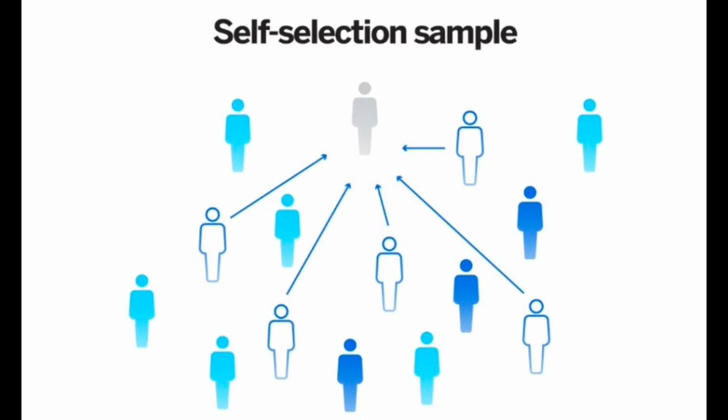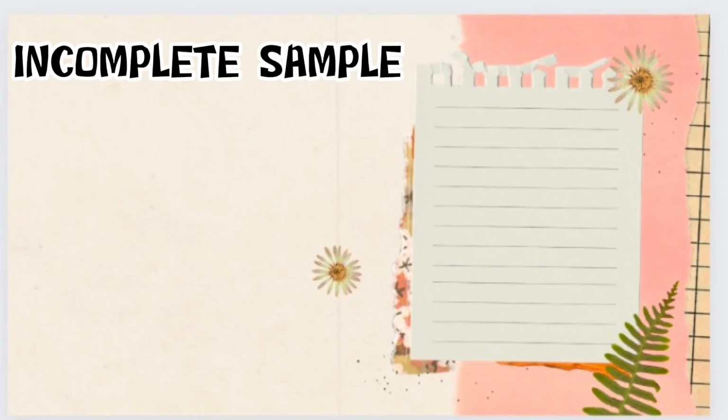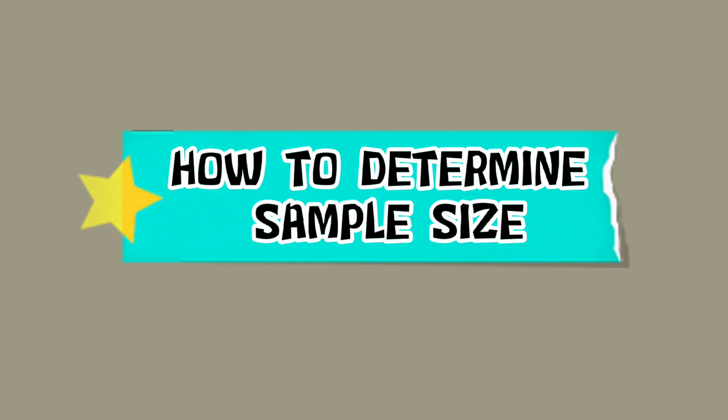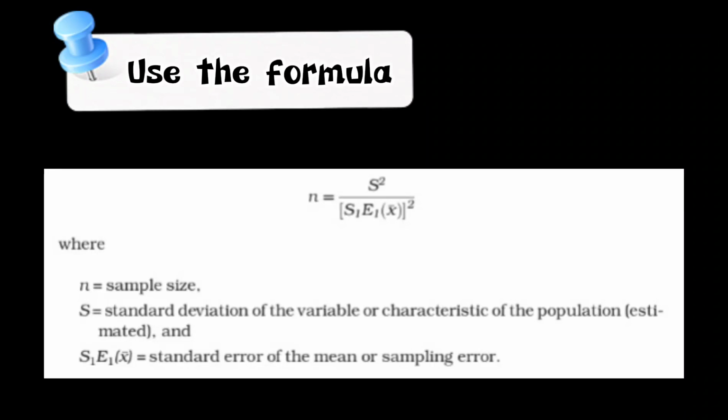Self-selected sample. A self-selected sample is a group of cases, usually people, who have essentially selected themselves for inclusion in a study. Incomplete sample. The sample may have been drawn randomly, but the faulty list was in effect biased or not fully representative of the population. How to determine sample size. First, use the formula, where n equals sample size, S equals standard deviation of the variable or characteristic of the population estimated, and σx equals standard error of the mean or sampling error.